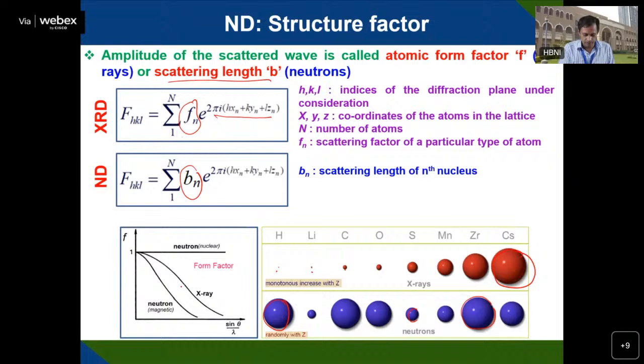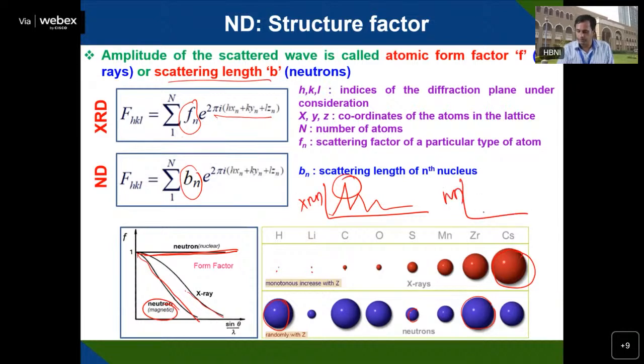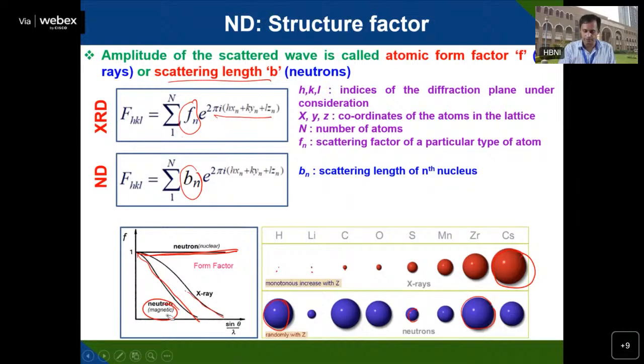So if you see the form factor in case of X-ray, it decreases like this, but for neutron, the magnetic interaction which I discussed falls much faster. But for nuclear interaction, there is no significant fall. That's why in a normal XRD, your initial peaks are quite large, but at higher angles they decrease. In case of neutron diffraction, these peaks are random, possibly at higher angle they can be small or less. That's because it doesn't have a form factor dependence here.